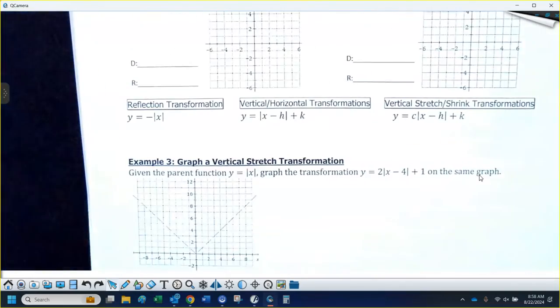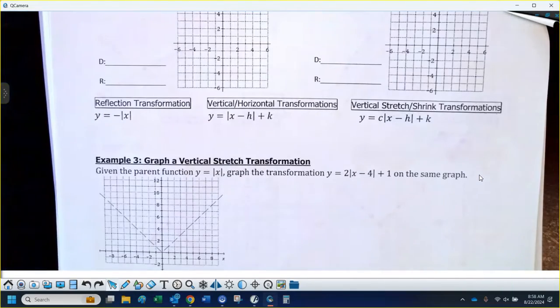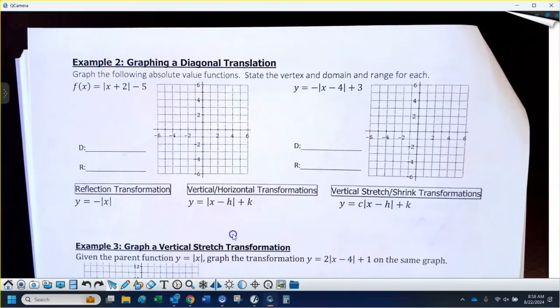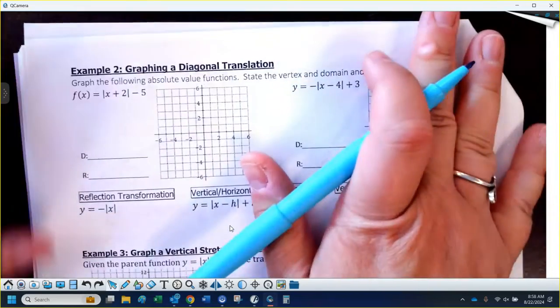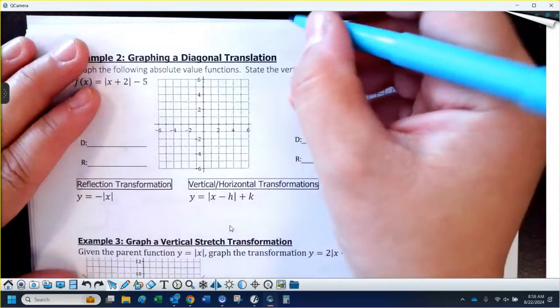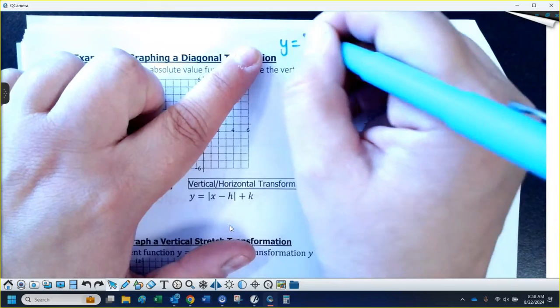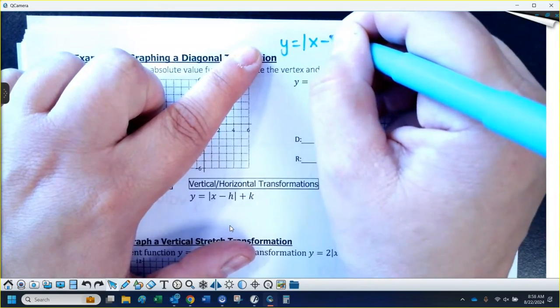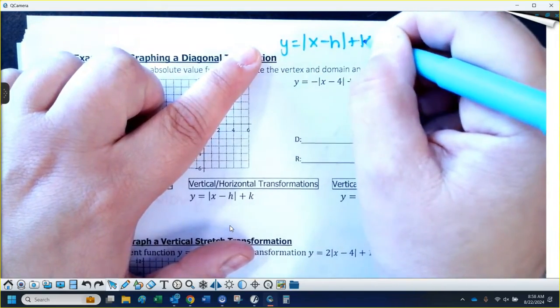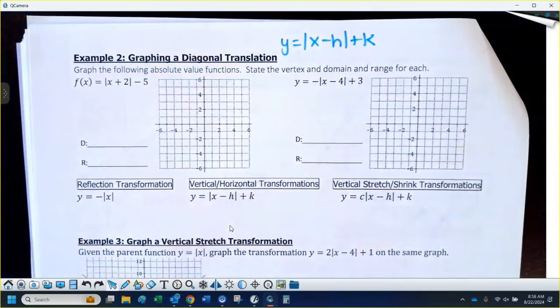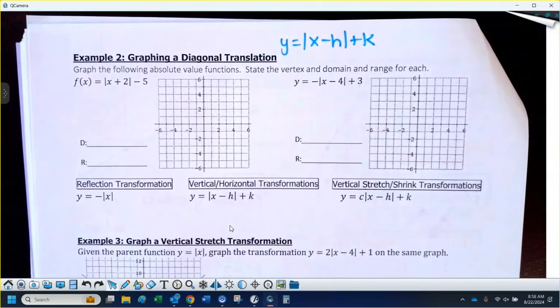Now, diagonal translation is basically just left or right and up or down within the same problem. All right, so I'm going to write this for you, just at the top. Let me see if I can squeeze this in. If I put those two together that I was talking about on the other side, the general form for that is y equals absolute value of x minus h, plus k.